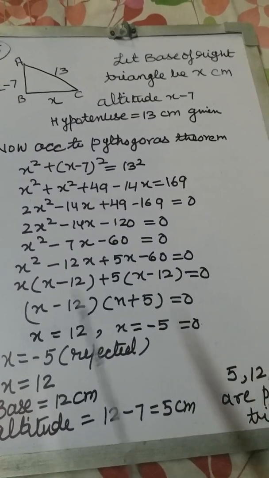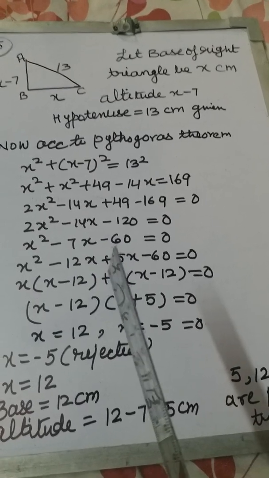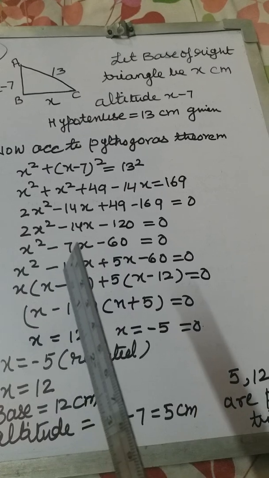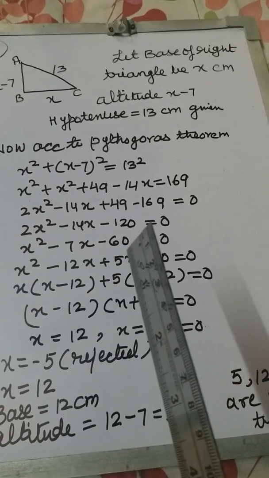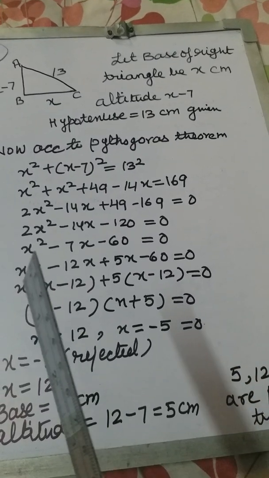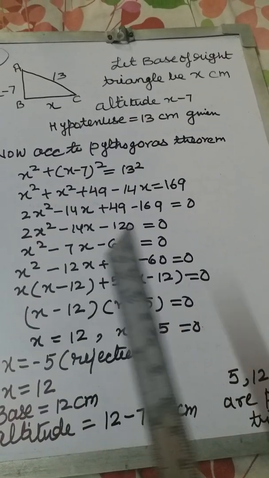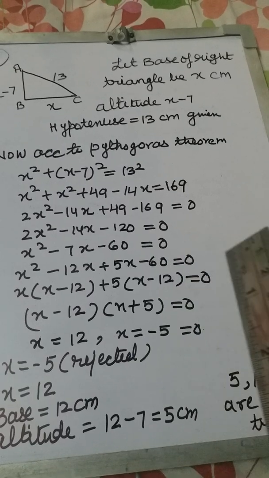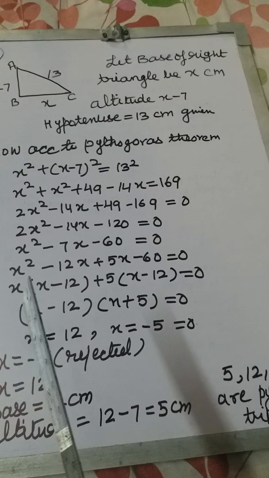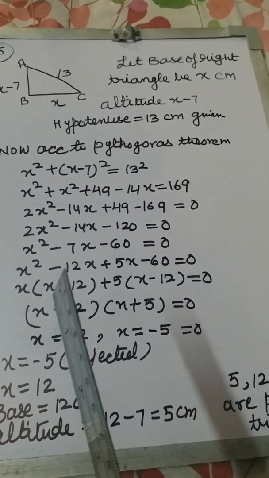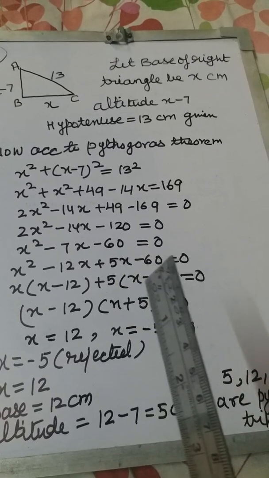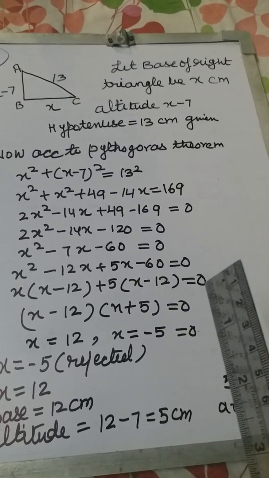Now we will split the middle term by taking out the factors. Its factors will be 12 and 5. So 12 into 5 is equal to 60, and 12 minus 5 is equal to 7. So x square minus 12x plus 5x minus 60 equal to 0. From the first two terms again we will take x common. So x common, then x minus 12. Then from the last two terms we will take 5 common, then 5 (x minus 12) equal to 0.